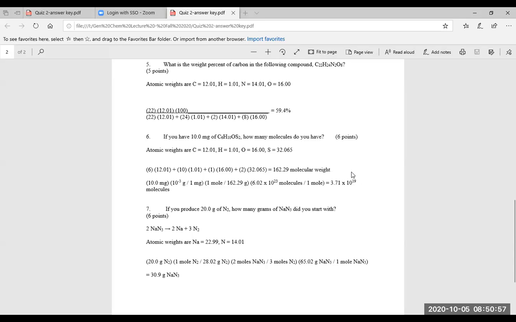If you get stuck on something, or you want to see exactly how I did the problem, you can see that. The negative is that it's all handwritten, so hopefully you don't have too much trouble reading my handwriting.